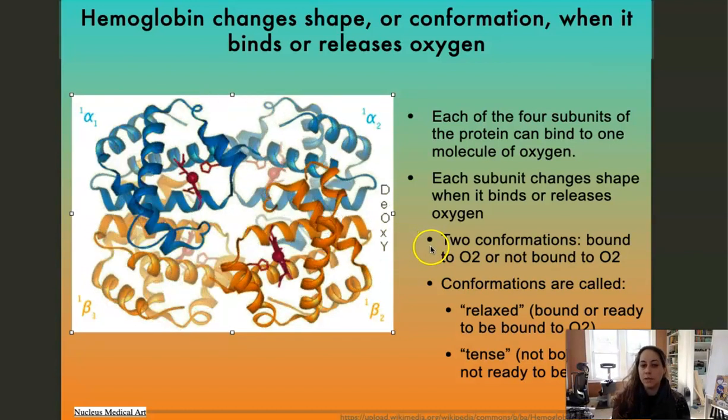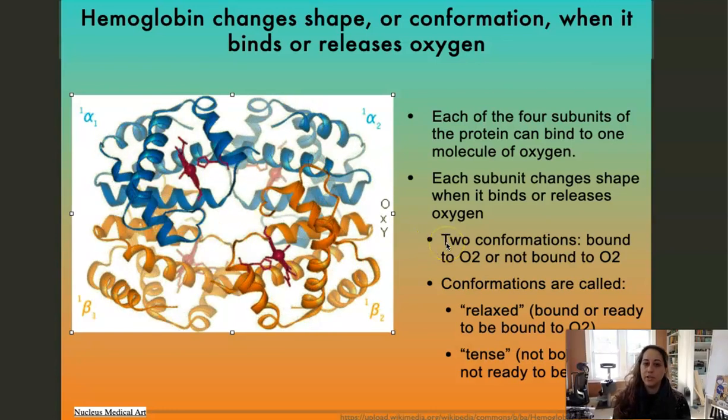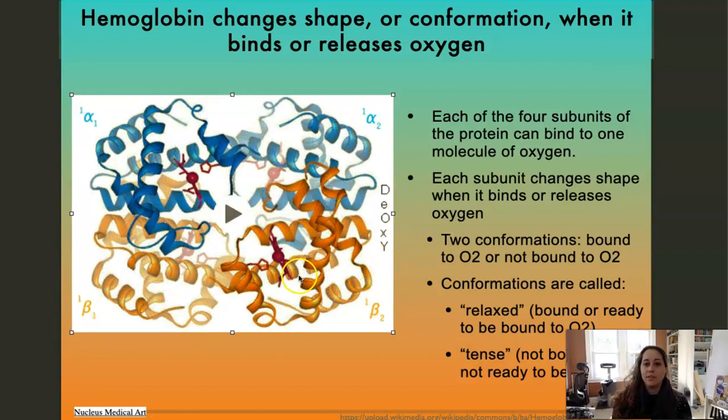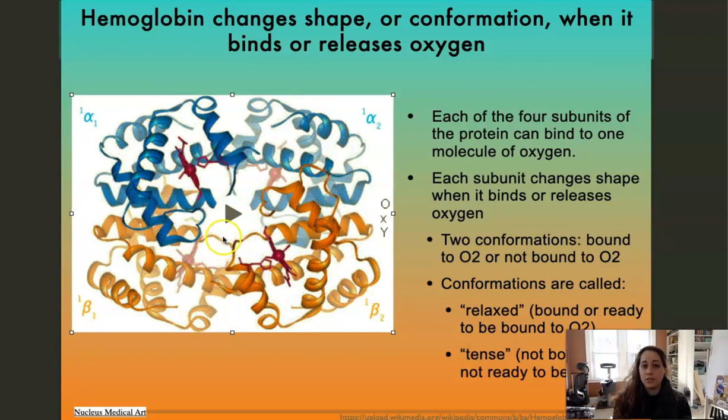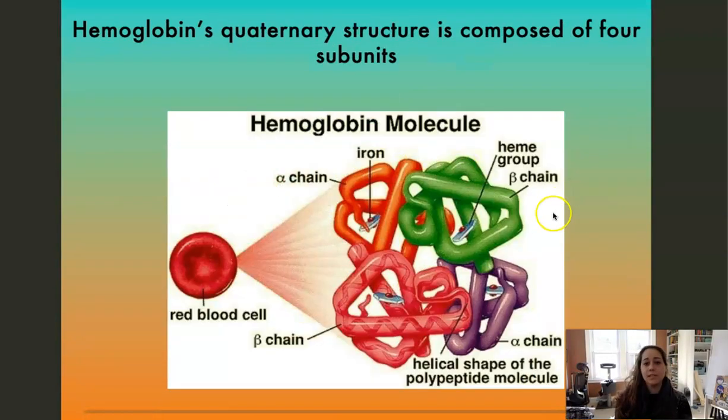It's a subtle shape change, very subtle conformational change compared to some things that we've seen in the past. And this is the deoxygenated version, and then this is the oxygenated version. So again, really subtle changes, but there is a shape change depending on whether or not this molecule is bound to oxygen. Now we start to get a little bit more complicated, because each of these individual subunits can bind to a single oxygen molecule or a single O2 molecule.